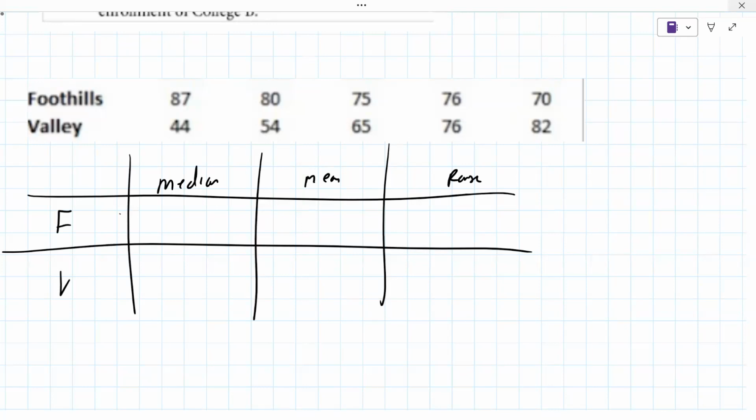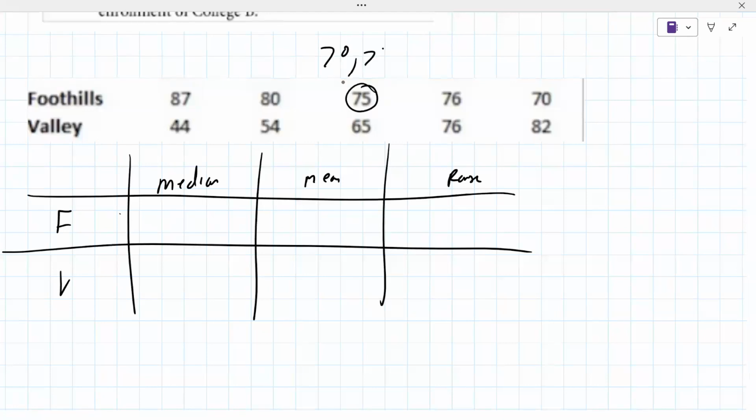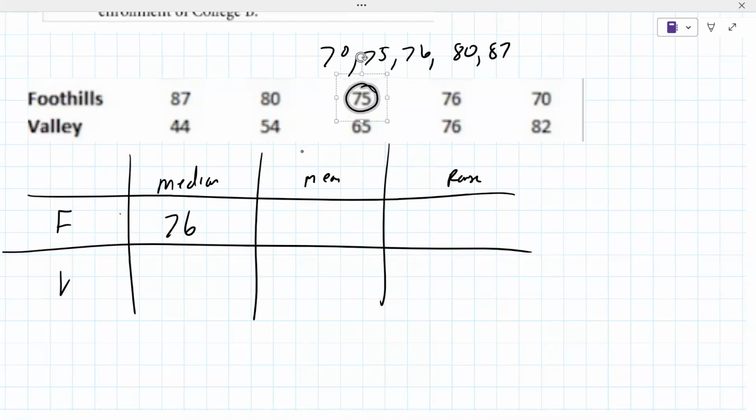Hang on. So you chose 75 because it's in the middle, but it's not actually the middle number. If you were to put them in order, it'd be 70, 75, 76, 80, 87. Yeah, and 70. It's easy to do that. So you have to put the data in order first. All right, what about Valley? What's the median for Valley? 65. 65, good.